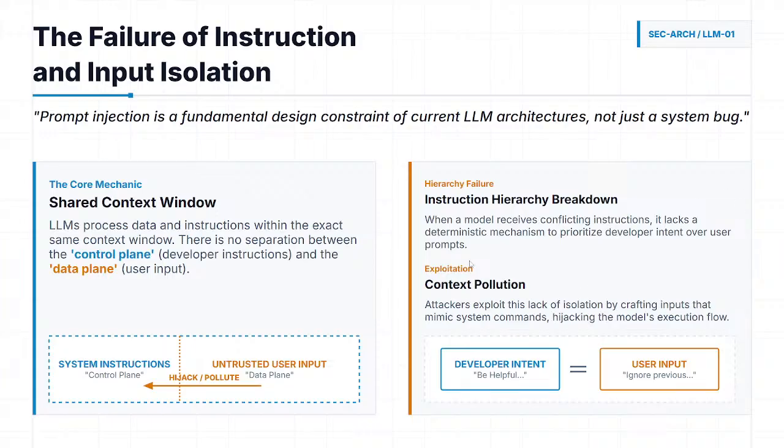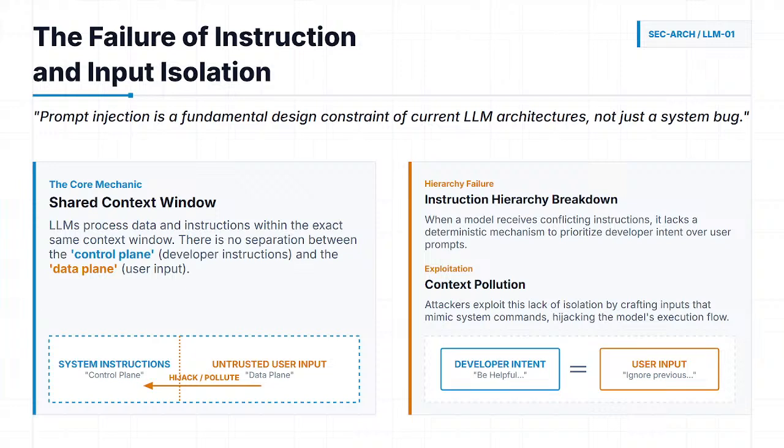If not, you risk the occurrence of context pollution, where attackers can exploit this lack of isolation between the control plane and the data plane by crafting inputs that mimic system commands, hijacking the model's execution flow. So when I say they still find workarounds for it, an attacker can try to guess or check through what the likely developer intent is.